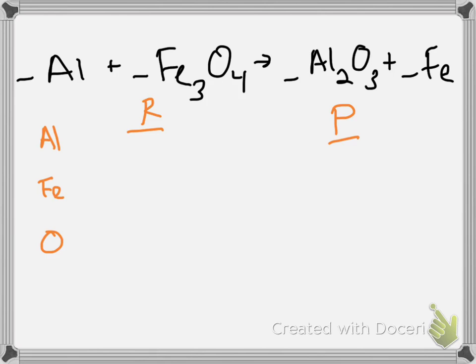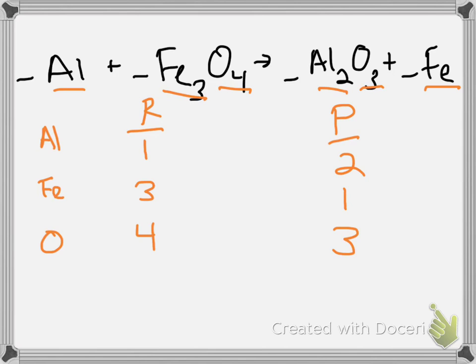On our reactant side, we currently have 1 aluminum. On our product side, we currently have 2 aluminums. On our reactant side, we have 3 iron, and on our product side, we have 1 iron. On our reactant side, we have 4 oxygen, and on our product side, we have 3 oxygen. So none of these are balanced, and we need to figure out first off where to begin.